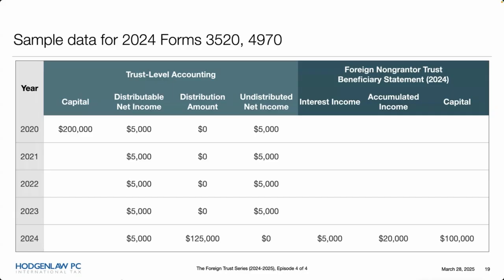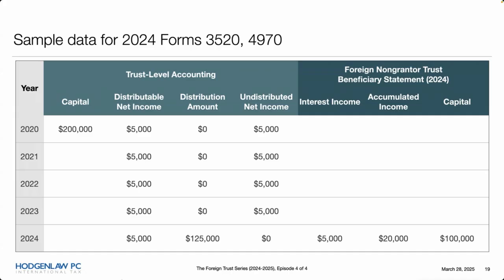And this is my little sample set of data that I'm going to be using for the rest of the presentation, where we have a trust that was created in 2020, $200,000 of cash put in it, and it just cranks out $5,000 a year of distributable net income. So if you have that going on and it never distributes anything until 2024, and in 2024, it distributes $125,000 of cash to the US beneficiary. And you can just eyeball that.